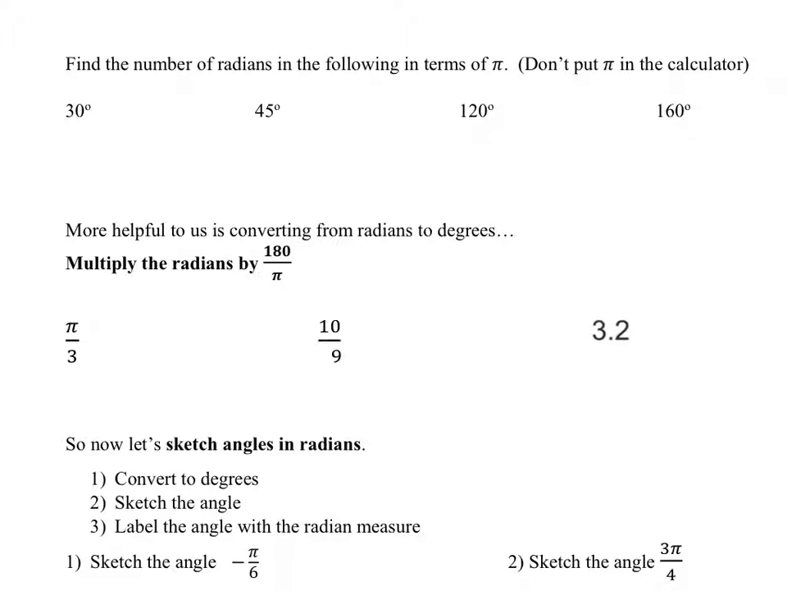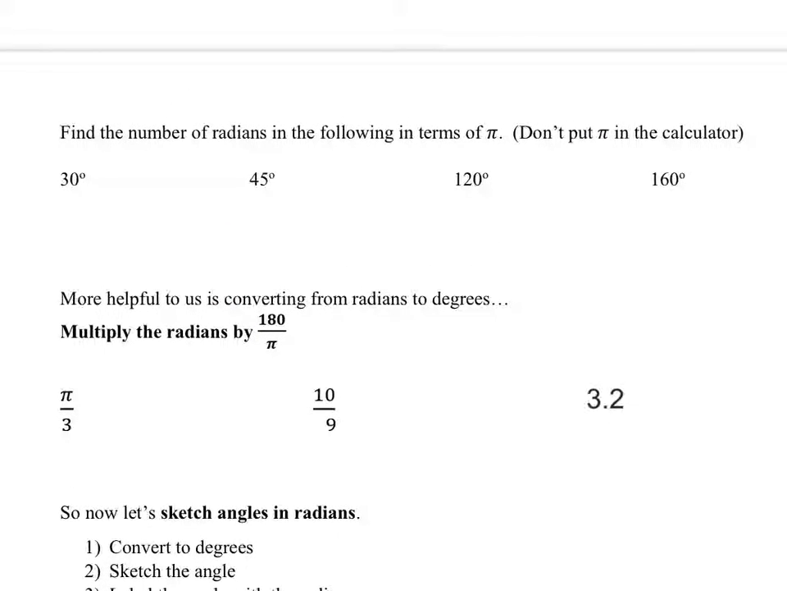Now there's another way this question is asked. Sometimes they do ask this question to find the number of radians in terms of pi. And that means we don't put pi in our calculator when we do it, but there will be a pi in the answer. So in terms of pi means pi will be in your answer.